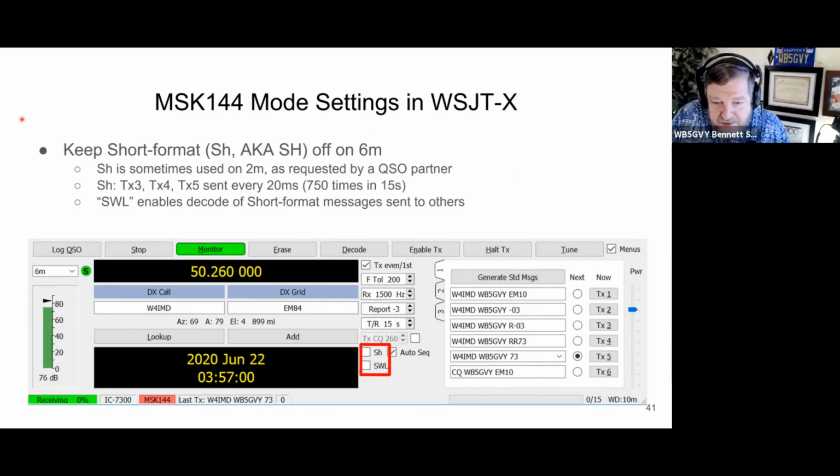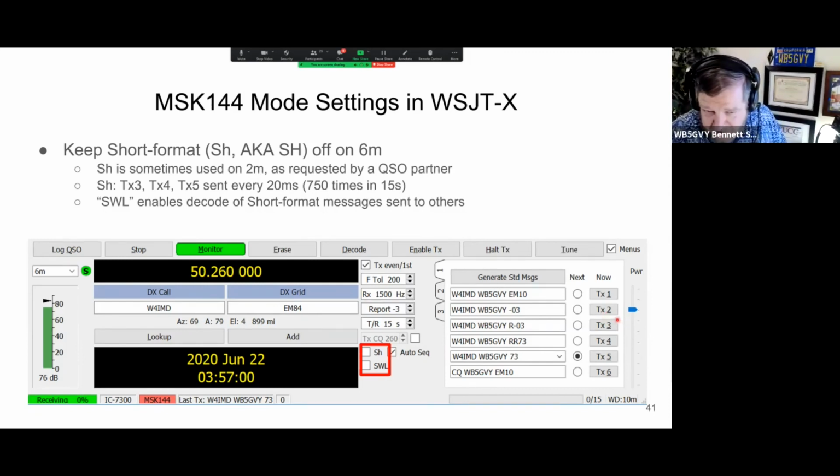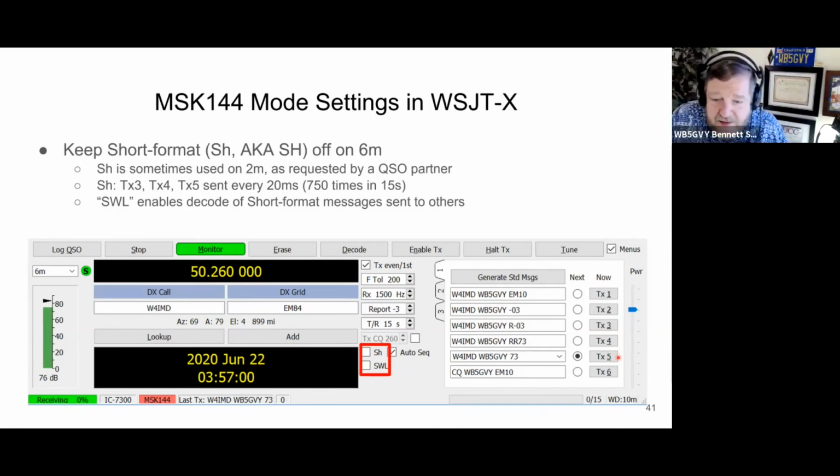What happens is that you're probably familiar with the transmit periods. Over here, the TX3, TX4, TX5, when you're in short mode, those are sent with, instead of the 72 millisecond interval, they're sent in 20 milliseconds. So that means they're sent 750 times instead of the 200 times when short format is not used. But you have to turn on SWL if you're trying to decode short format messages that are sent by other than you and your QSO partner.